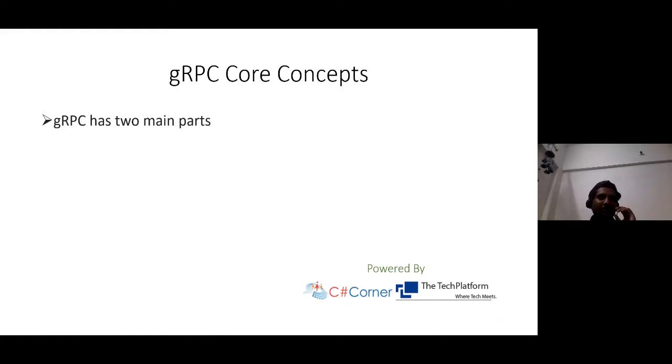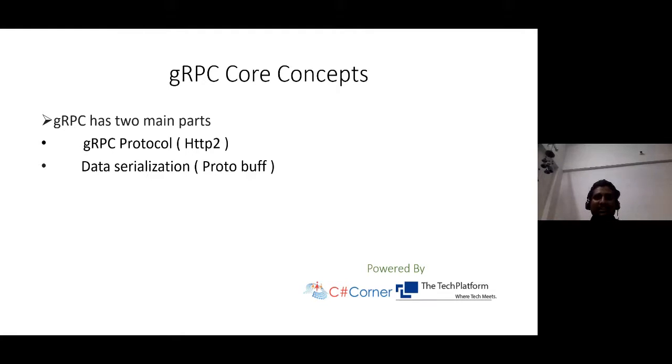So next thing is to explore the gRPC core concepts. Basically, gRPC has two main parts. First one being the gRPC protocol, that is HTTP2, and another one is the data serialization method, which is nothing but protobuf. Protobuf is a data serialization format, as well as an IDL, that is interface definition language, which is used by gRPC to communicate between your client and your service. So these are the two main building blocks of our gRPC service.